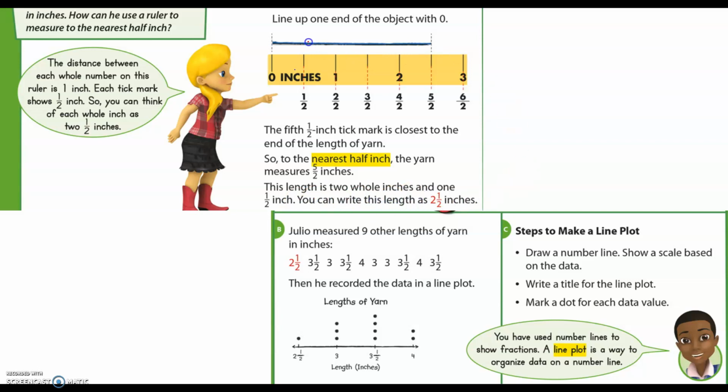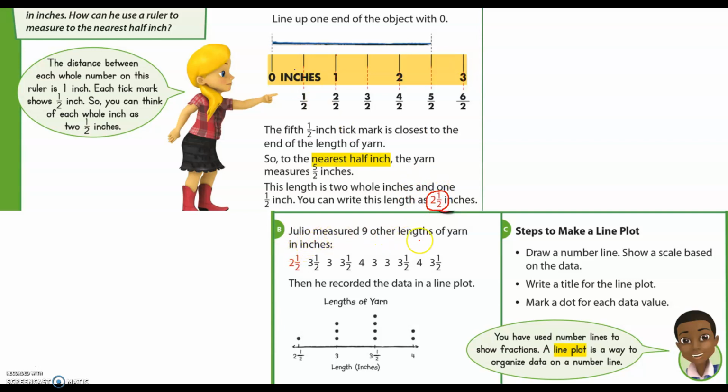Take a look at it. First of all, we want to make sure when we're measuring anything, we start at the 0. We pass by the first inch and the second inch, and then you can see the yarn goes to the ½ inch between the 2 and the 3. So again, 2 and ½ inches.